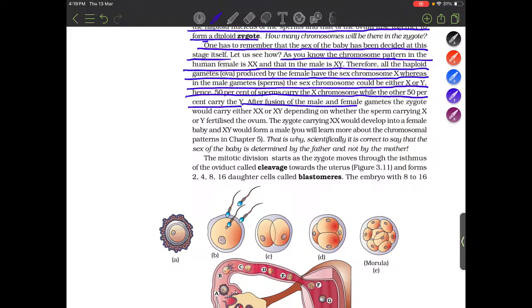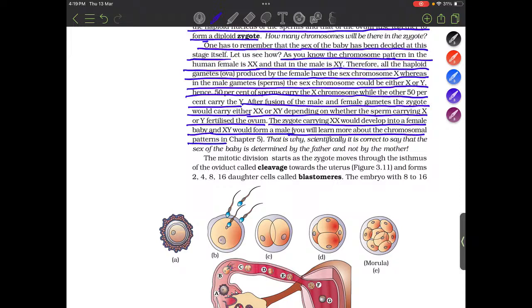After fusion of male and female gametes, the zygote would carry either XX or XY depending on whether the sperm carrying X or Y fertilizes the ovum. The zygote carrying XX would develop into a female baby and XY would form a male. You will learn more about chromosome patterns in chapter 5.